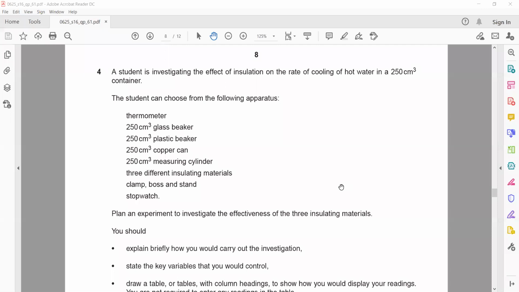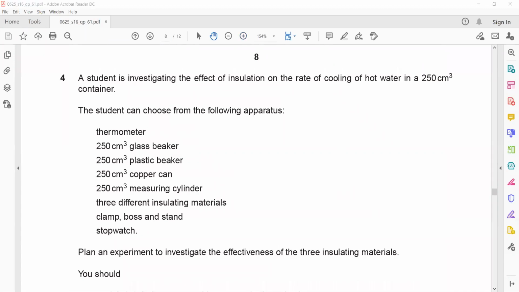A student is investigating the effect of insulation on the rate of cooling of hot water in a 250 cm³ container. Like you have a 250 cm³ container and you're finding how much time it will take to cool down, and finding the effect of insulation, how the insulation or a covering affects the rate of cooling.